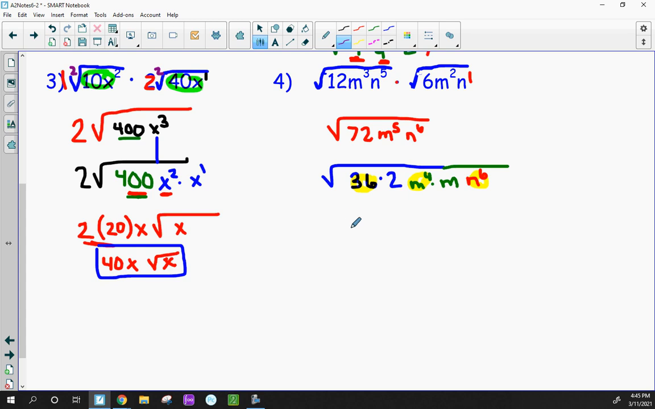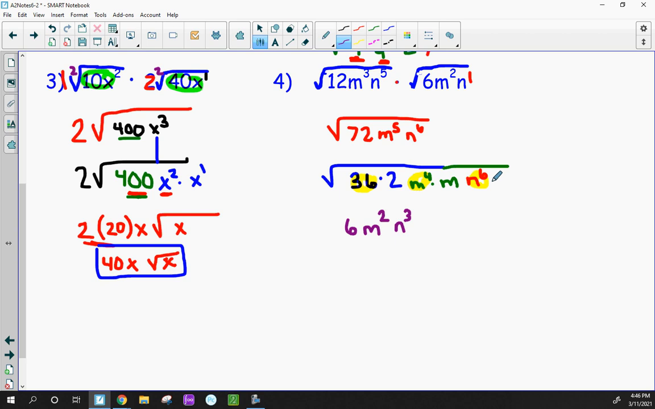Square root of 36, one at a time. Square root of 36 is 6. Square root of m to the fourth is m to the 4 divided by 2, which is m squared. The square root of n to the sixth is n to the 6 divided by 2, which is n cubed.